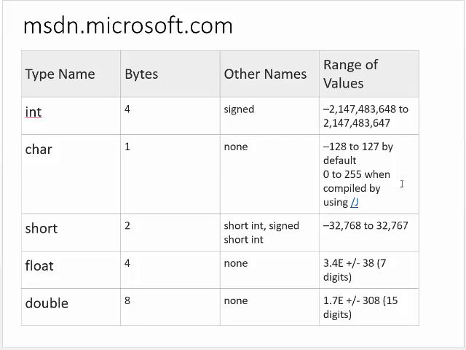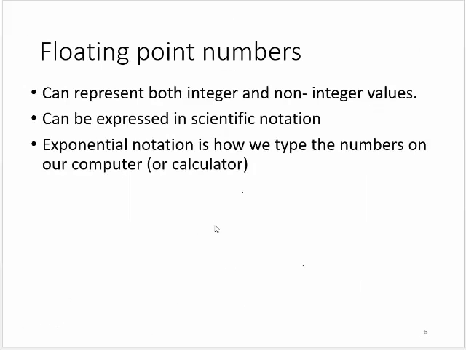1 byte is 0 to 255, or you could represent it as a signed value. There's also a short int. It's only 2 bytes, so you can only represent numbers between these 2 values on the right. Look at the difference between float and double. Float and double allow you to represent fractions, but double, you can see, can represent a very much larger number than a float can. So that's the difference.